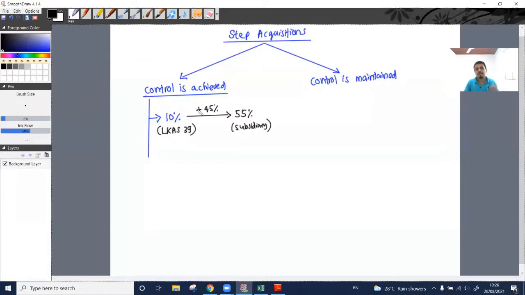Then what can happen? On a later date, we may acquire another percentage, which in combination will form something more than 50%. If we have acquired more than 50% in combination, what will happen? It will become a subsidiary. So how to account for those? Right? How can we prepare consolidated financial statements in these circumstances? That is one aspect that we need to discuss.